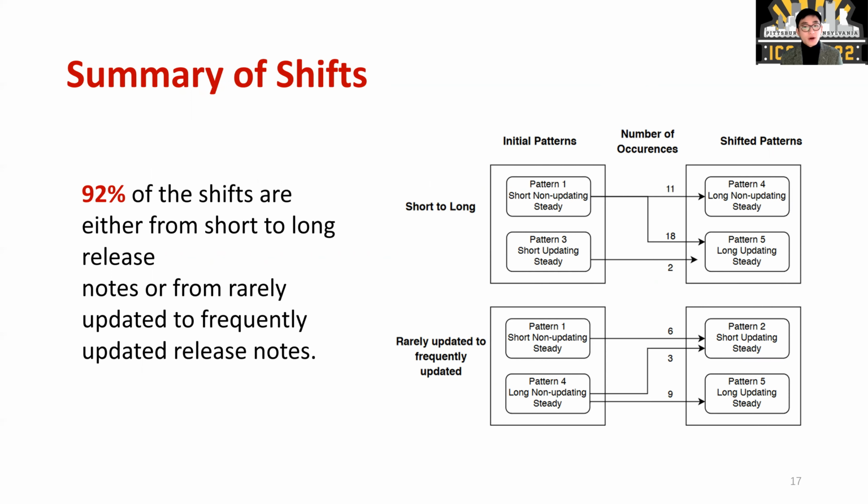And of these 54 apps, the most important thing that we noticed is that a vast majority, 92% of them, are either from short to long or non-updating to updating release notes. As you can see from the figure on the right, 16 of the 54 shifting apps go from using short non-updating release notes to long and updating release notes, or pattern 1 to pattern 5.